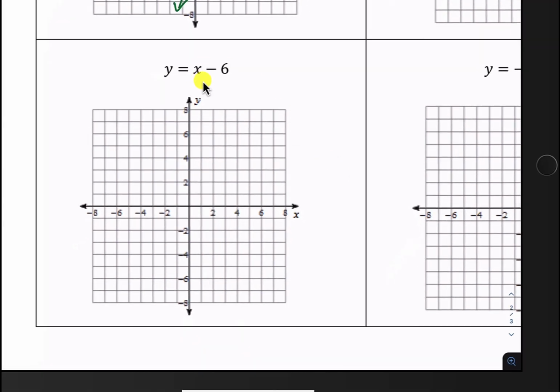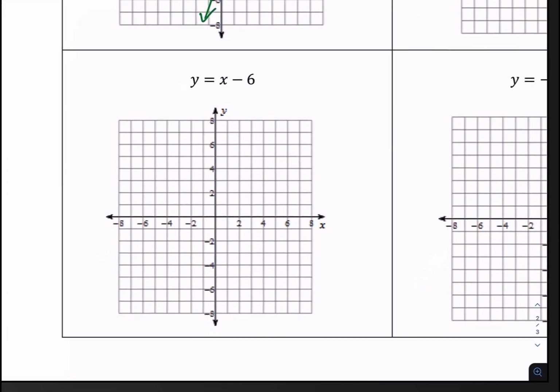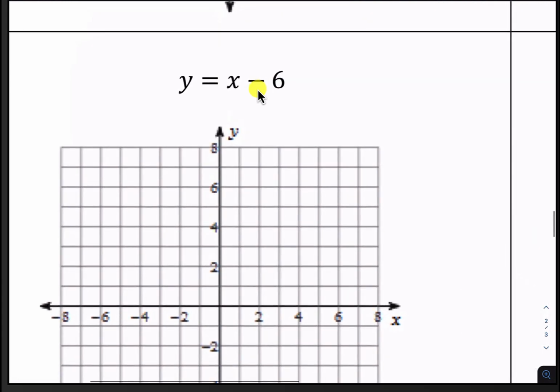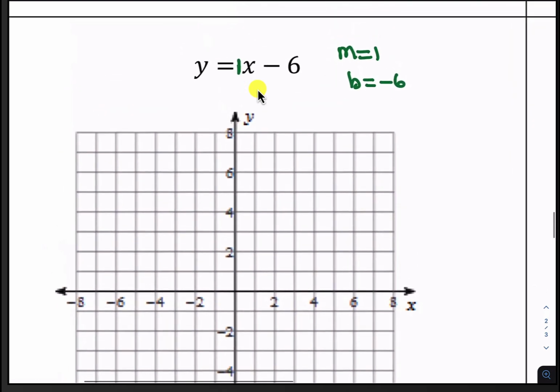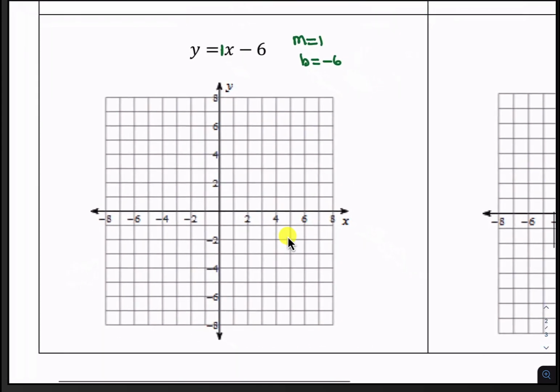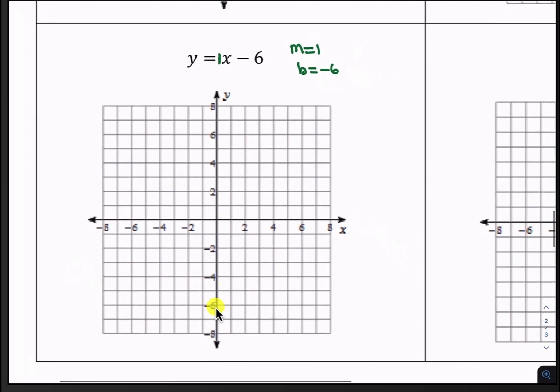Here we have y equals x minus 6. Let me straighten this back out again. All right, we have y equals x minus 6. It's understood that there is a 1 in front of the x, so m is 1, and b is negative 6. Negative 6 is our y-intercept. So we go down to negative 6 on the y-axis. That's our first point.